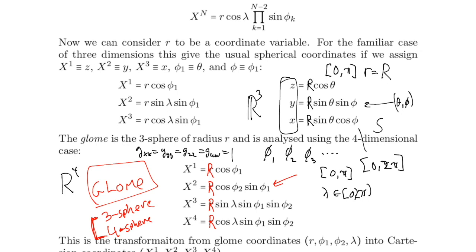Now we want to know what the metric is on the surface of the glome, which is g phi 1 phi 1, g phi 2 phi 2, g lambda lambda, right? And likewise, maybe there's a g phi 1 phi 2. We know there isn't one in the Euclidean metric of R4. But there could be a cross term here, for example a g lambda phi 1. So we want to do that calculation, and that's the goal of the rest of this lecture.